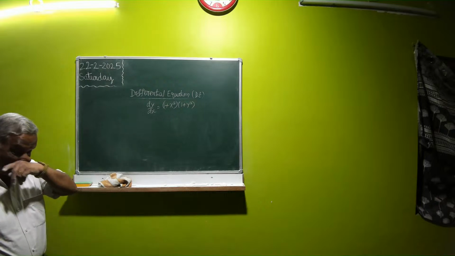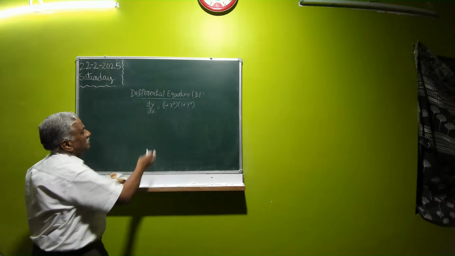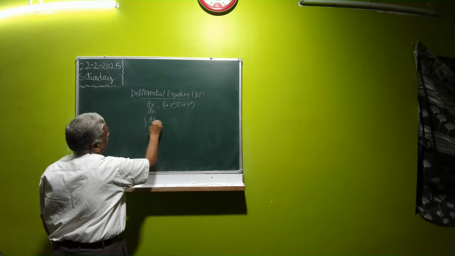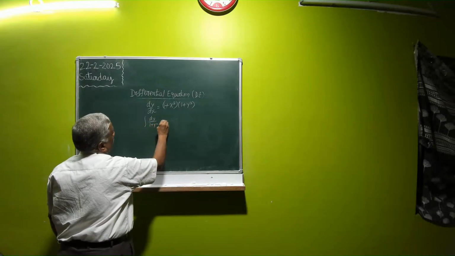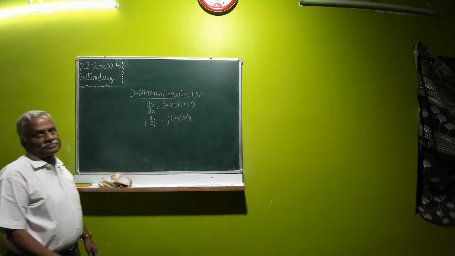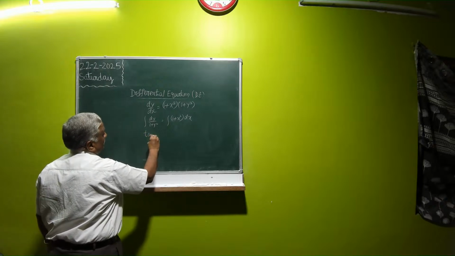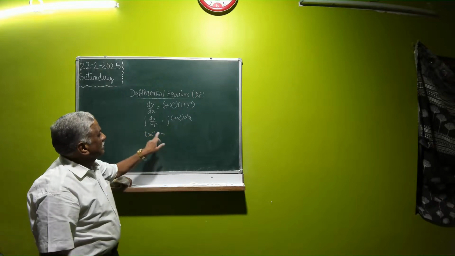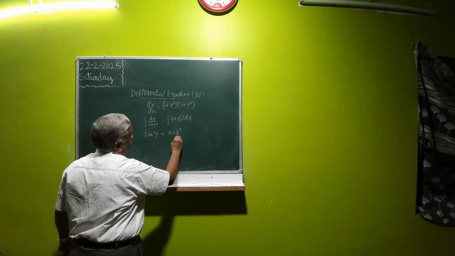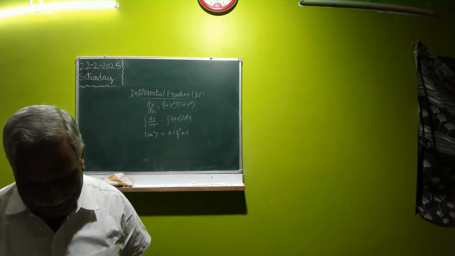The first thing we should see is whether it is possible to segregate them into different parts. It is possible. So you can send dx aside and bring it over. So this is dy over 1 plus y square, and this is 1 plus x square into dx. So this is a standard form. What is the standard? This is tan inverse y. What about this? The integral of 1 plus x square is x plus x cube by 3. It's a very simple problem if you can understand.